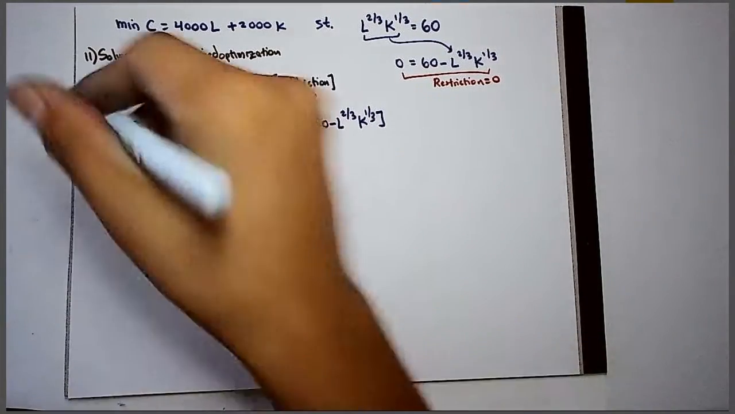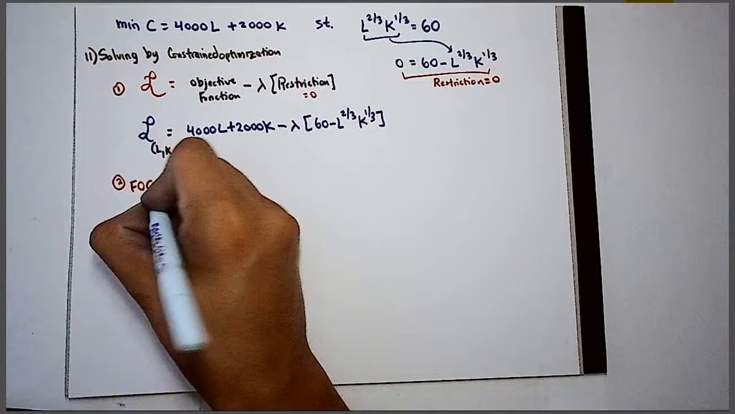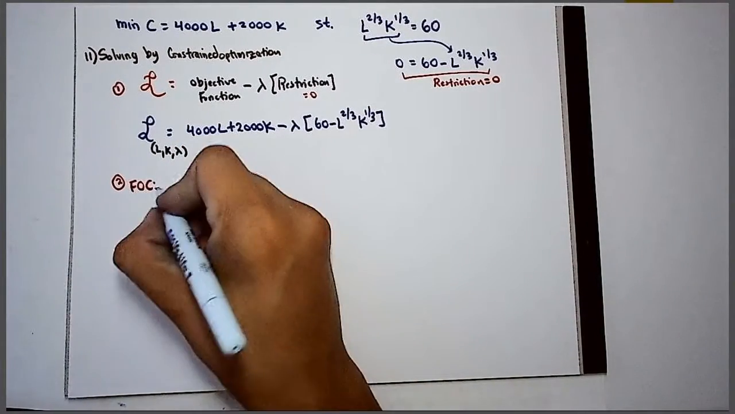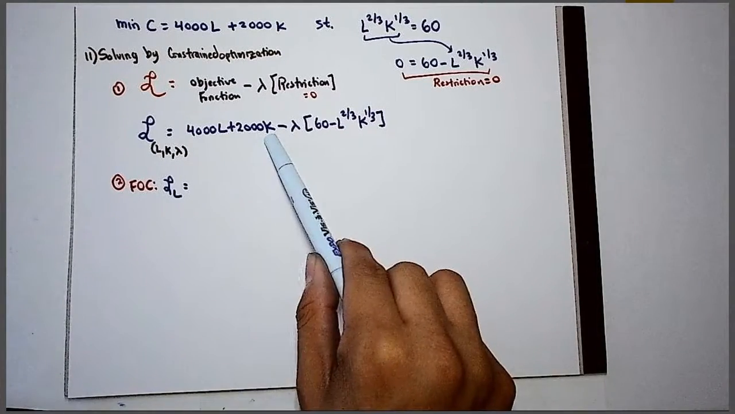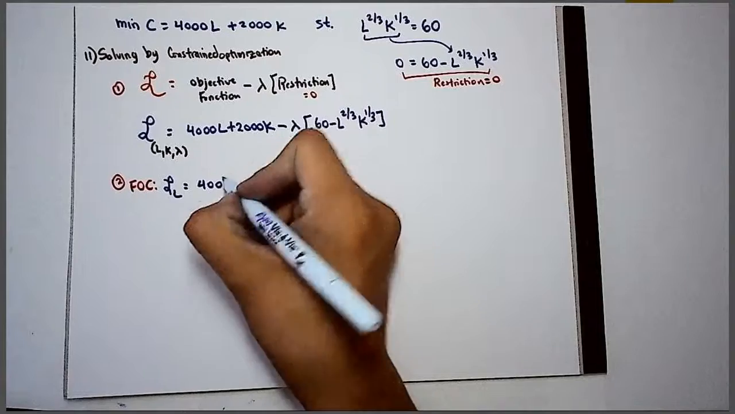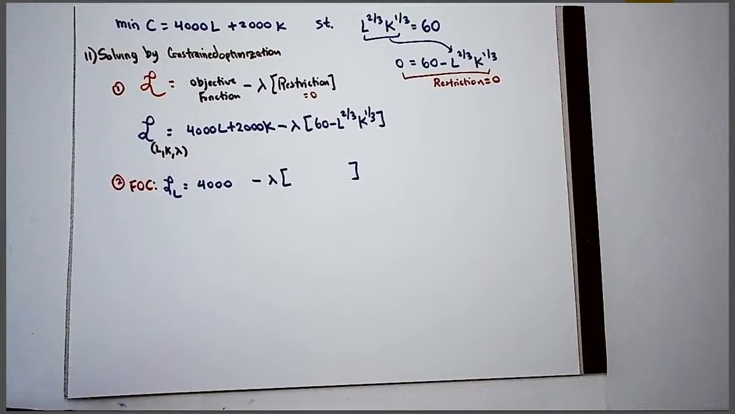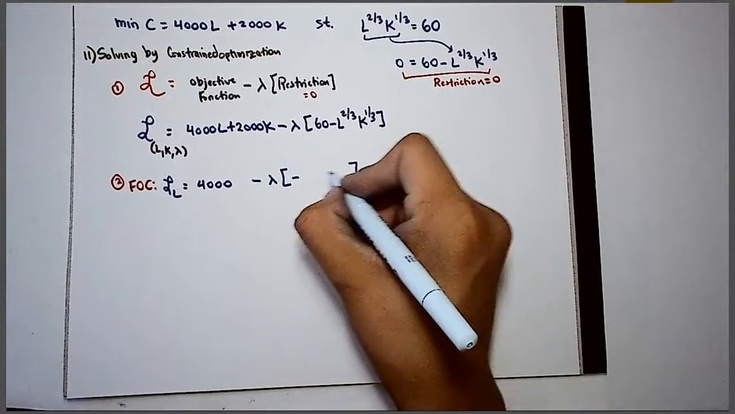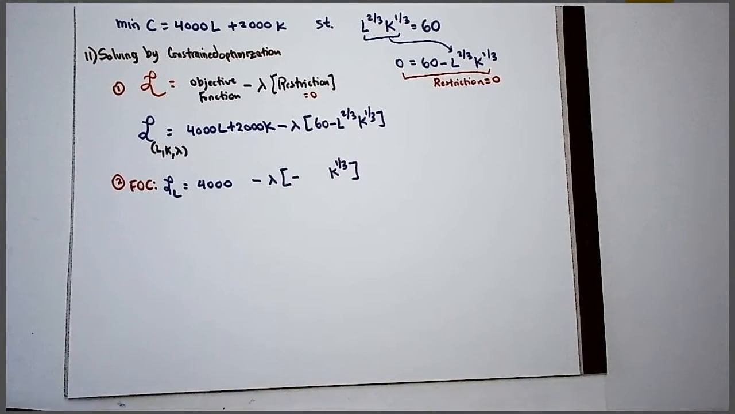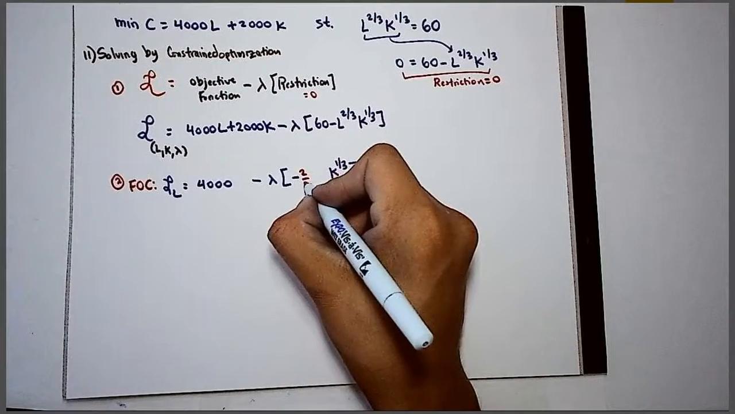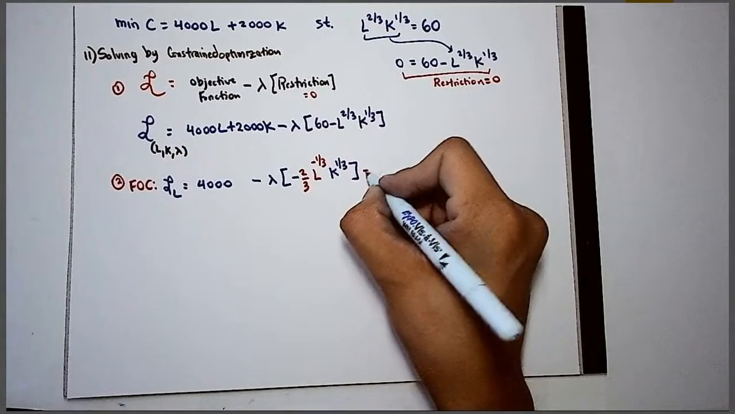So this was the first part. Now let's obtain the first order conditions. With respect to L, here the derivative is only 4000 minus lambda times. Here the constant part is minus K to the 1/3, and the variable part is the derivative 2/3 L to the minus 1/3, and this must be equal to 0.